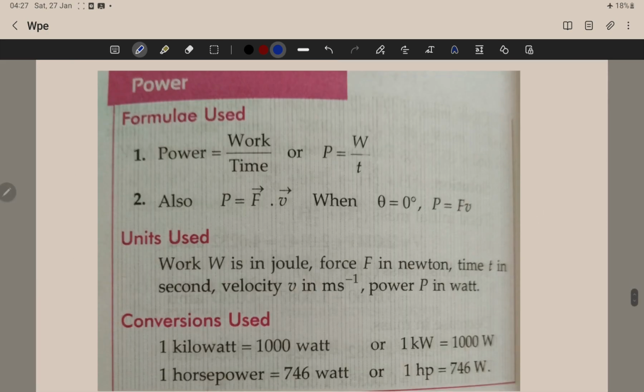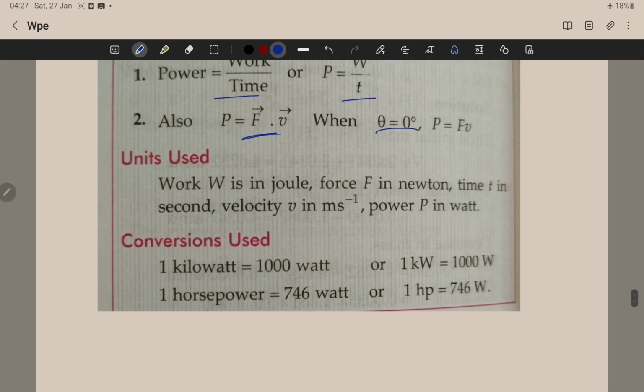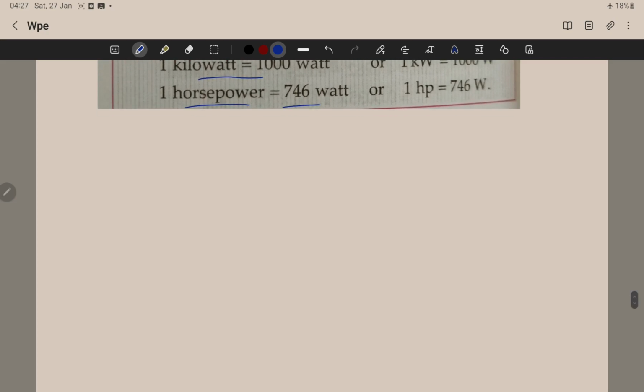Now, in short, some formulas of power are given. Average power is work by time, and instantaneous power is the dot product of force and velocity, where theta is the angle between force and velocity. The unit for power is the watt, and there are larger units like kilowatt or horsepower, which is equal to 746 watt.